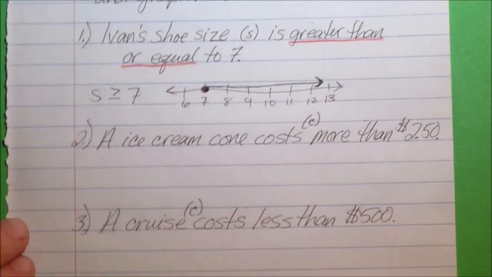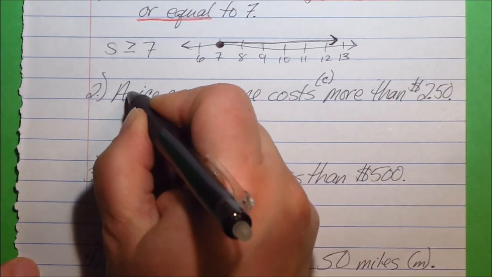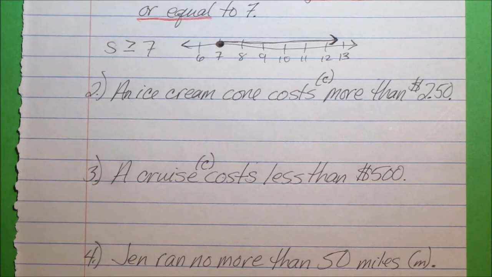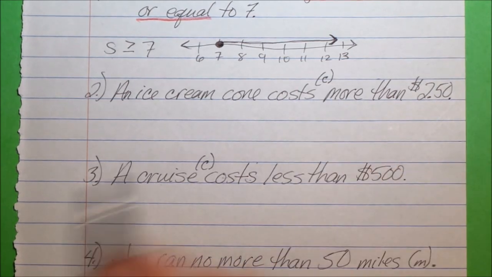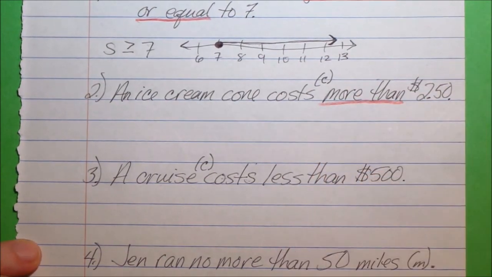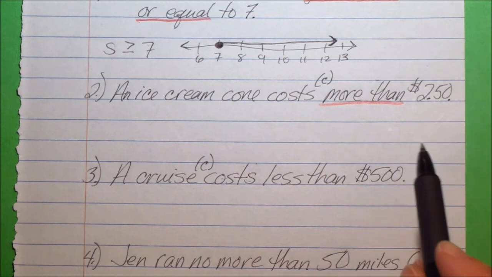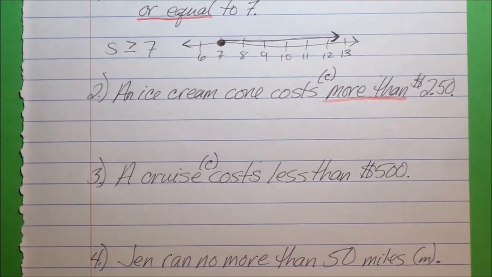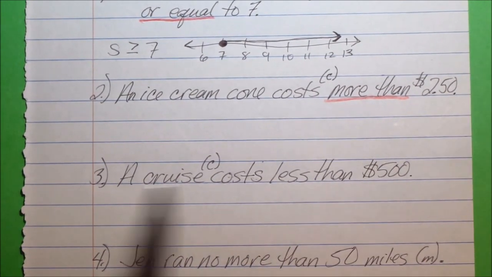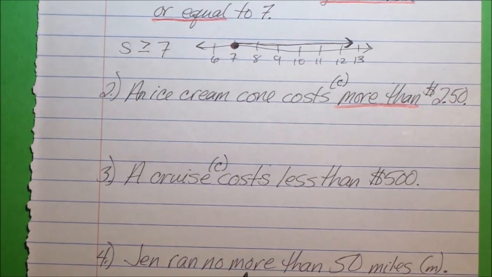All right, number 2. An ice cream, this should be Ann, huh? An ice cream cone costs more than $2.50. All right, so I'm going to underline more than. That's my keywords. It's going to be more than. And so the ice cream cone costs more than $2.50. That means it does not cost $2.50. It costs more than that. So maybe it costs $2.51, but it won't cost $2.50.